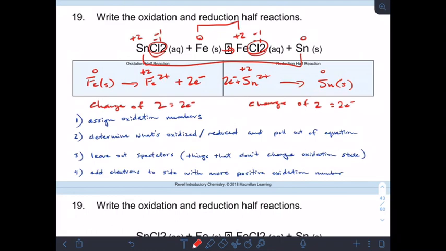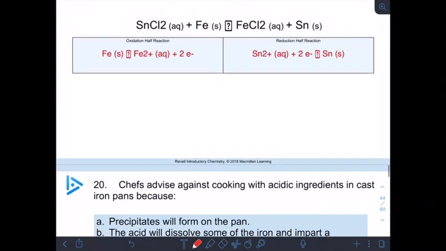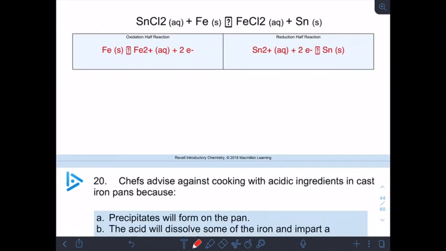Okay, so if you're ever in doubt on how this works, assign oxidation states, oxidation numbers, and then pull just those pieces out. Literally just plunk them right out of the equation. Leave the spectators behind, and then add electrons to the side with a more positive oxidation number. And the electrons are always equal to the change in the oxidation states. Right? Let's do a little practice there. So that's our answer to the previous question.